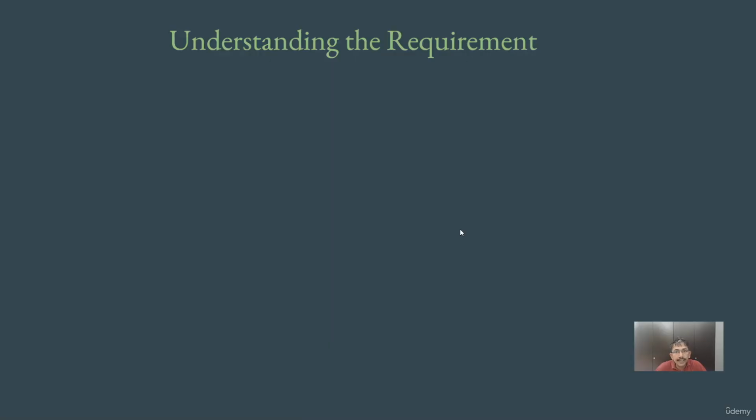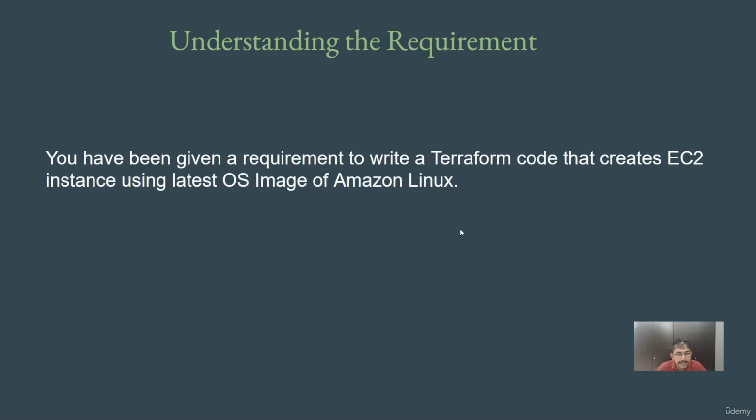So let's go ahead and understand this with a requirement which states that you are responsible to create a Terraform code that creates a new server using the latest operating system image. Now, which image? In this case, it is Amazon Linux, but it can be Ubuntu, it can be Windows Server and so on. So this is a simple requirement of a Terraform code.